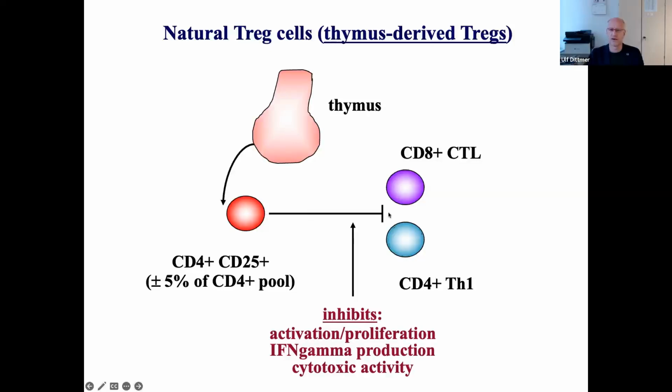And they can suppress CD8 positive cytotoxic T cells or CD4 positive T helper cells. And they can inhibit their activation, their proliferation, and their cytokine production and their cytotoxicity. So they can regulate and suppress their activation and expansion, and also their function.